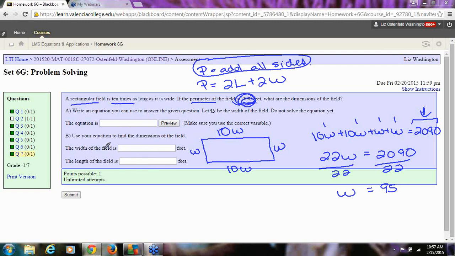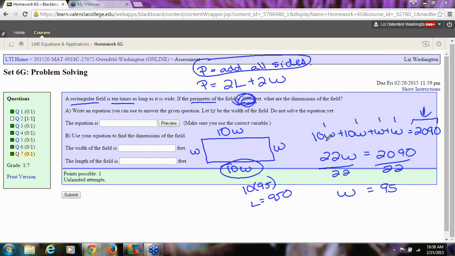Then it says find the width and the length. Well, the width we know is 95. The length is this, 10 times W. So that means to find out the length, I'd actually have to do the math. So my length is actually going to be 950.